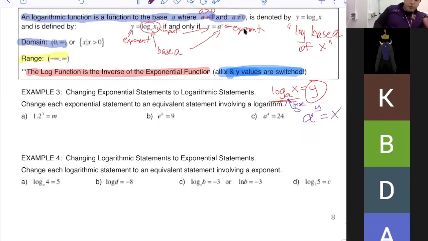So take a look at these first few problems. 1.2 to the third power is equal to m. This is my exponent, and this is my base. When I change it to logarithmic notation, the first thing you do is say it's equal to 3. It's going to be equal to the exponent. I'm going to rewrite this as log base 1.2, and the only thing missing is what you're taking the log of, which is m.